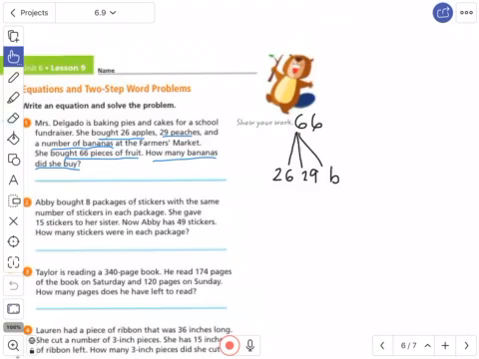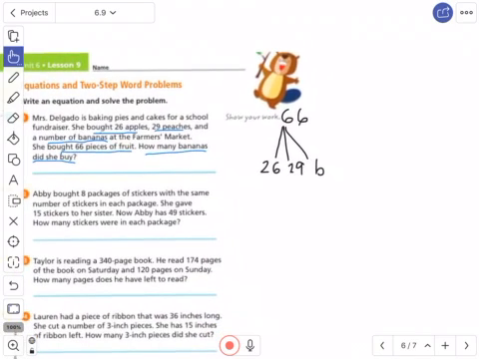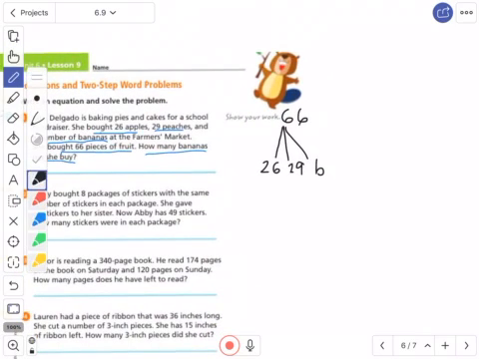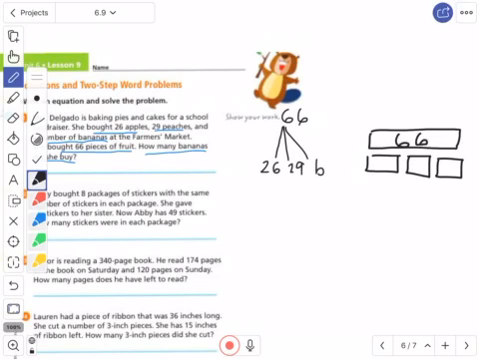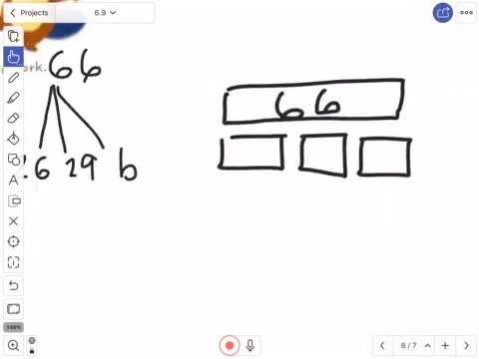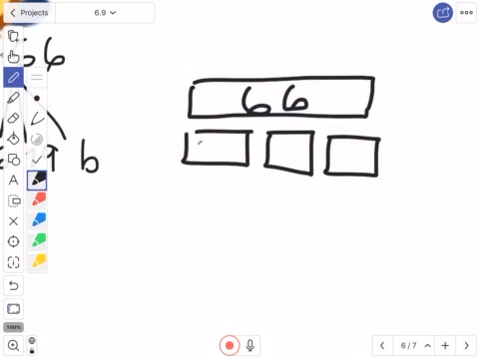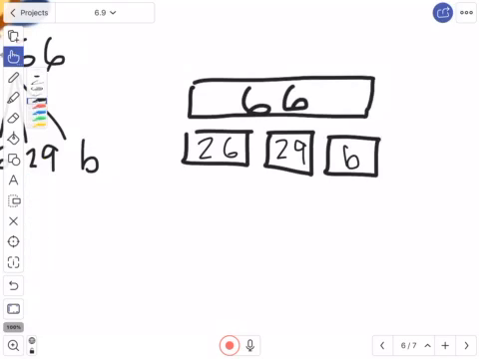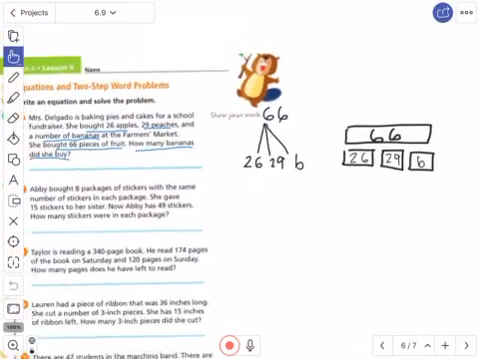Another way to do this, I'm going to expand it out here and kind of do a comparison bar. So on my top, I have 66. I have a part here, and a part here. I'm going to zoom them in so I can actually write these numbers a little better. So I have 26 here, 29 here, and I'm going to keep that same variable B.